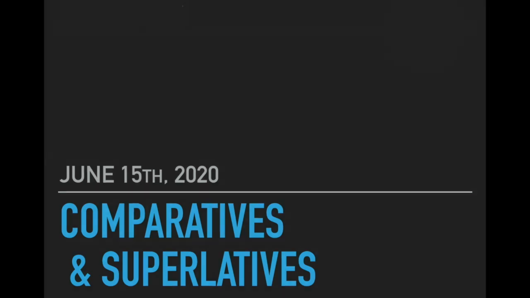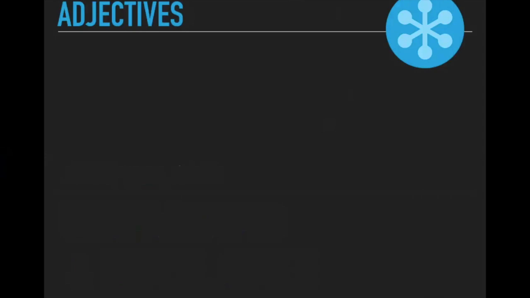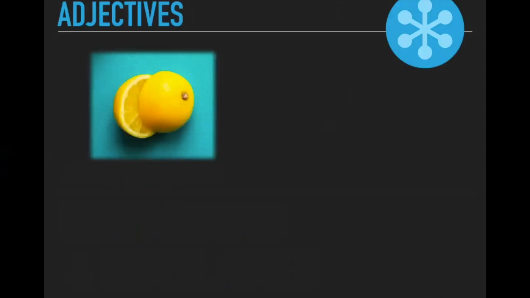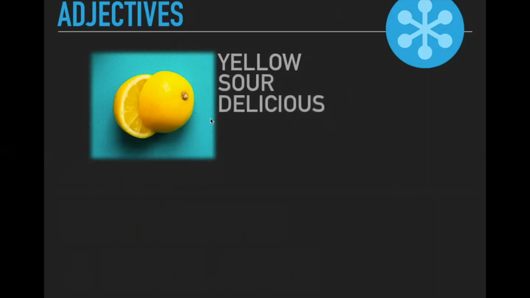So when we talk about comparatives and superlatives, we need to talk about adjectives. Adjectives are words that we use to describe something. So here we have a lemon, and to describe it, we can talk about its color, that it's yellow, that it's sour and delicious. So we can talk about the taste, that it's round. We can talk about the shape.